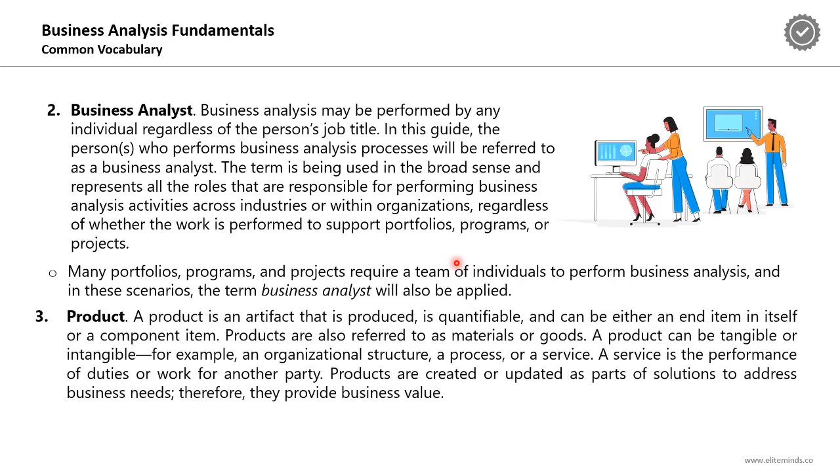The third term is the product, which we will use frequently in this section, and in general, the majority of the business analysis activities are being conducted around the concept of the product or the solution. A product is an artifact that is produced. It's quantifiable and can be either an end item in itself or a component item. Products are also referred to as materials or goods. A product can be tangible or intangible, for example, an organizational structure, a process, or a service, or it can be material itself. So it's not necessary for a product to be tangible.